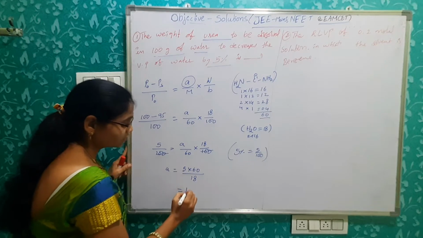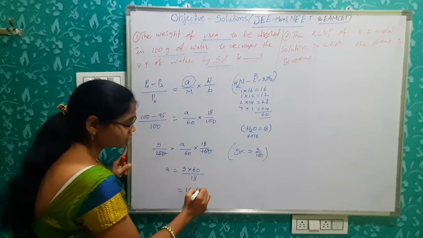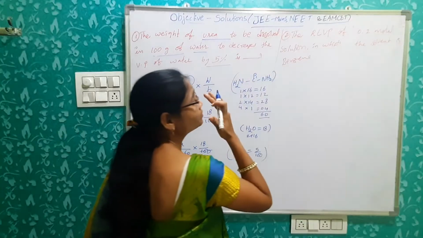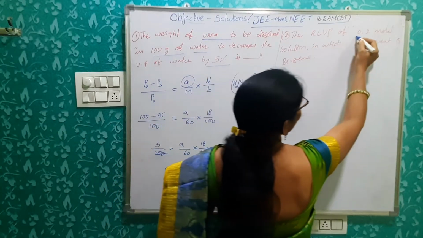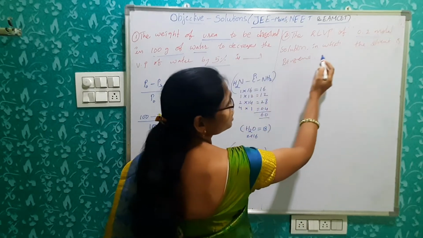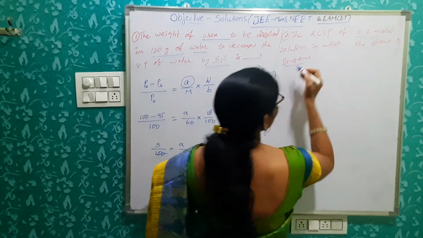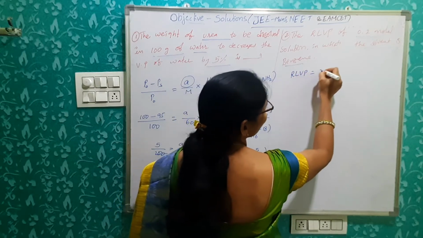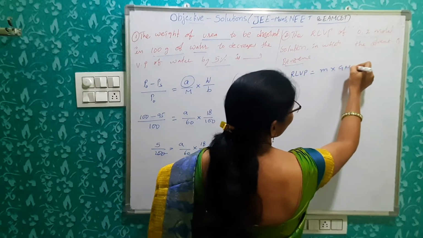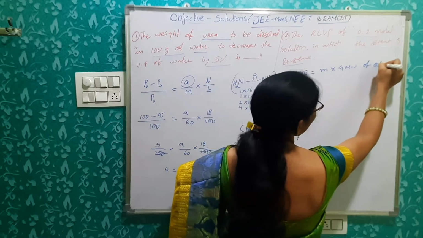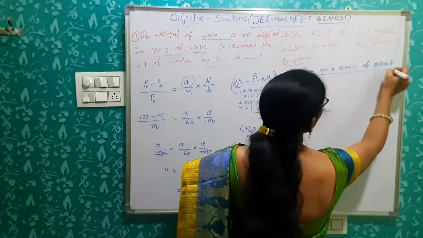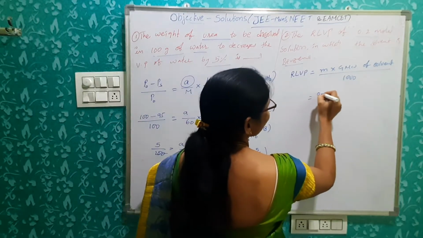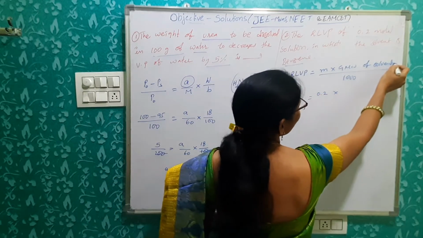By simplifying this, we will get 16.66 grams. Next, second problem. The RLVP of a 0.2 molal solution in which the solvent is benzene. RLVP is equal to molality into gram molecular weight of solvent by 1000 only. Molality is given as 0.2, and the gram molecular weight of the solvent.